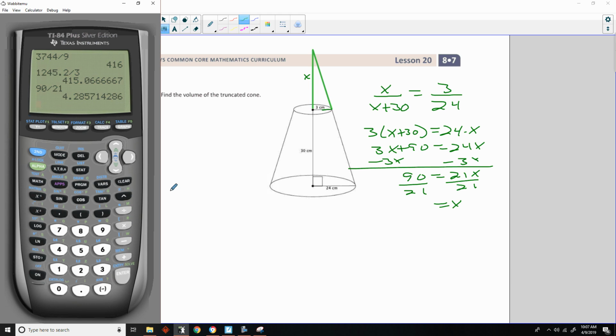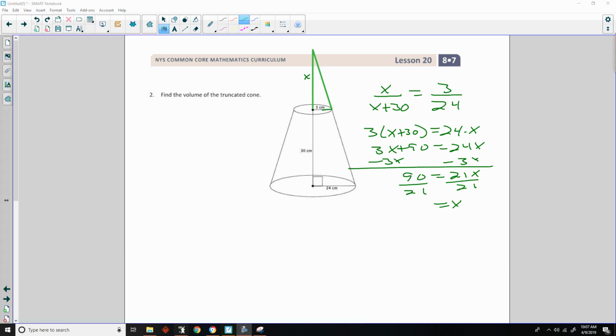And it's 4.285714286. Okay. So what do we do with that? I don't like to approximate from the beginning. It throws off our answer. The sooner you do it, the less accurate it's going to be. So I'm going to reduce this. 2 plus 1 is 3, and 9 plus 0 is 9. 3 will go into both. 3 will go into 21 7 times, and 3 will go into 90 30 times.